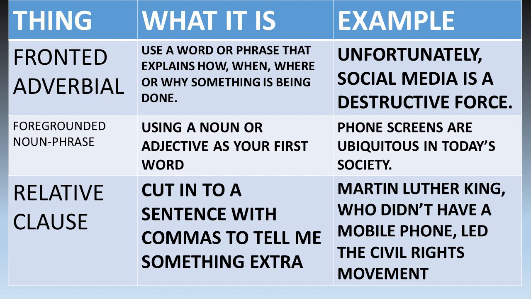You can take a noun and you can put it right at the front of a sentence and you will have used a foregrounded noun phrase. Here's an example. "Phone screens are ubiquitous," which means everywhere. Those of you who've studied A Christmas Carol might know that word. "In today's society."